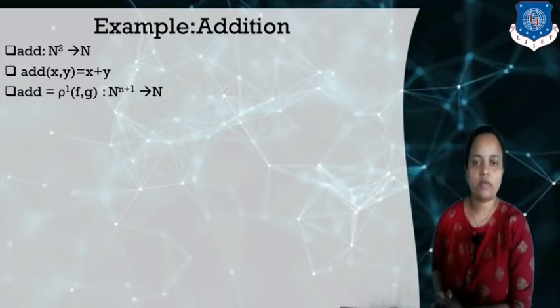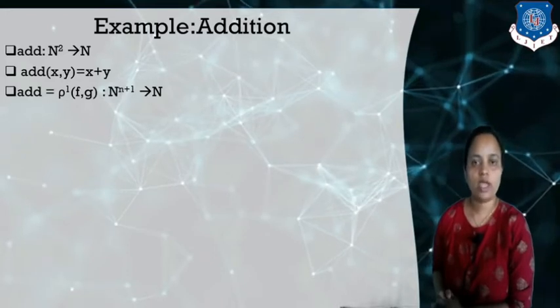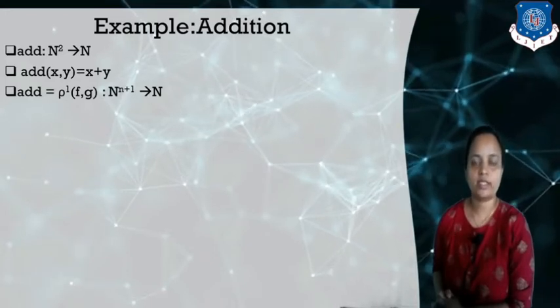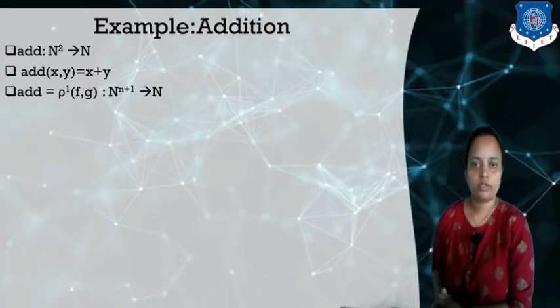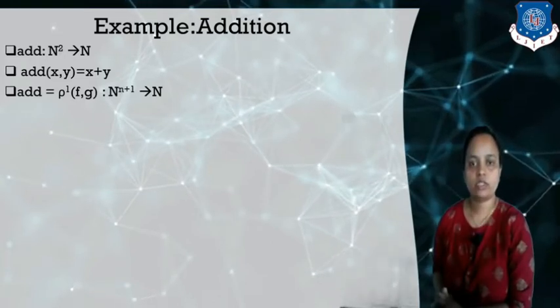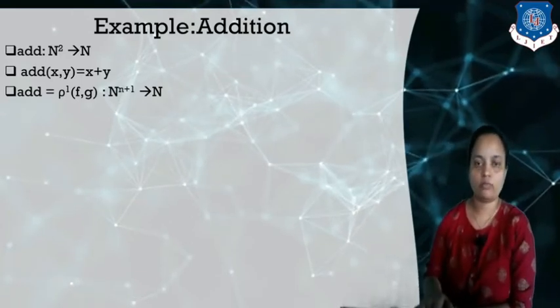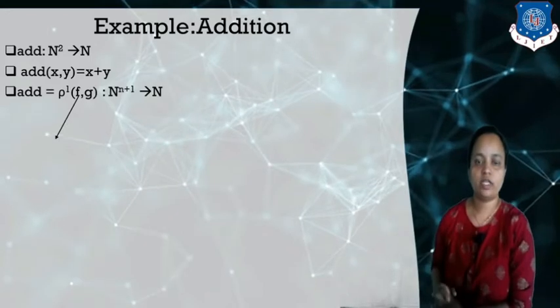So add is equal to rho 1, which takes one parameter, where f is our base case and g is our recursive case. This function is defined to take n plus 1 inputs and return a single output. Here f is defined in the form of the base case. So how are we going to define the base case?